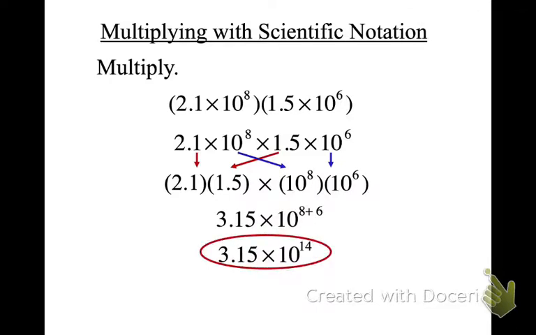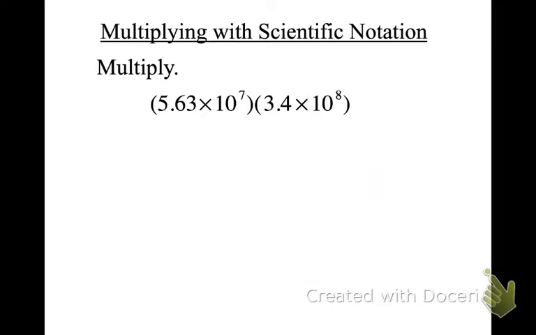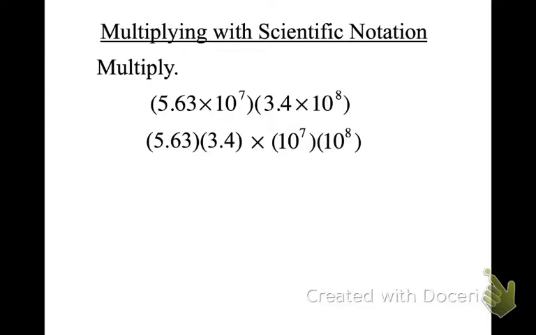Now the one thing you have to make sure of is that this number right here is in scientific notation. If it's not, you're going to have to make it smaller or bigger, and I'll show you how to do that on the next one. So now we're going to multiply 5 and 63/100 times 3 and 4/10, and 10 to the 7th times 10 to the 8th. 10 to the 7th times 10 to the 8th, we add the exponents, right? So it's 10 to the 15th.